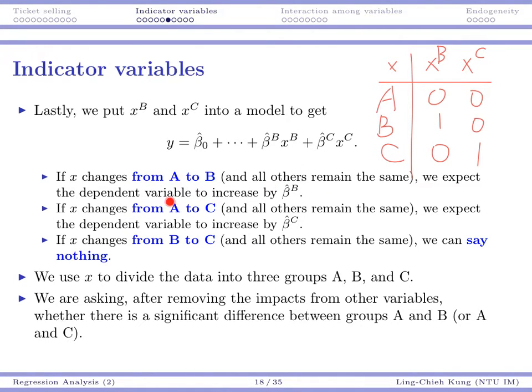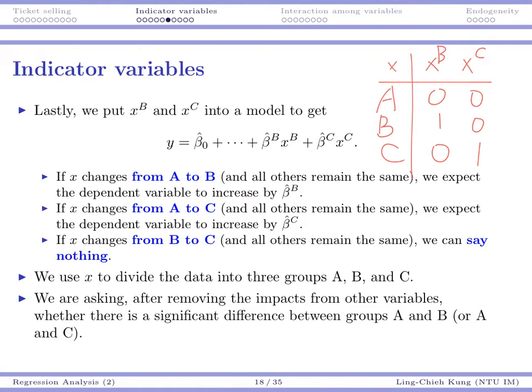Of course, x may also change from a to c. So in that case, xb remains the same and xc goes up by 1. The impact is measured by beta hat c. So that's the 2 things we can say. Unfortunately, when we adopt this method, we can say nothing about what's going to happen when x changes from b to c. Okay? Because if x changed from b to c, 2 values would change. And these coefficients cannot be combined in any way to tell us what's the expected impact.